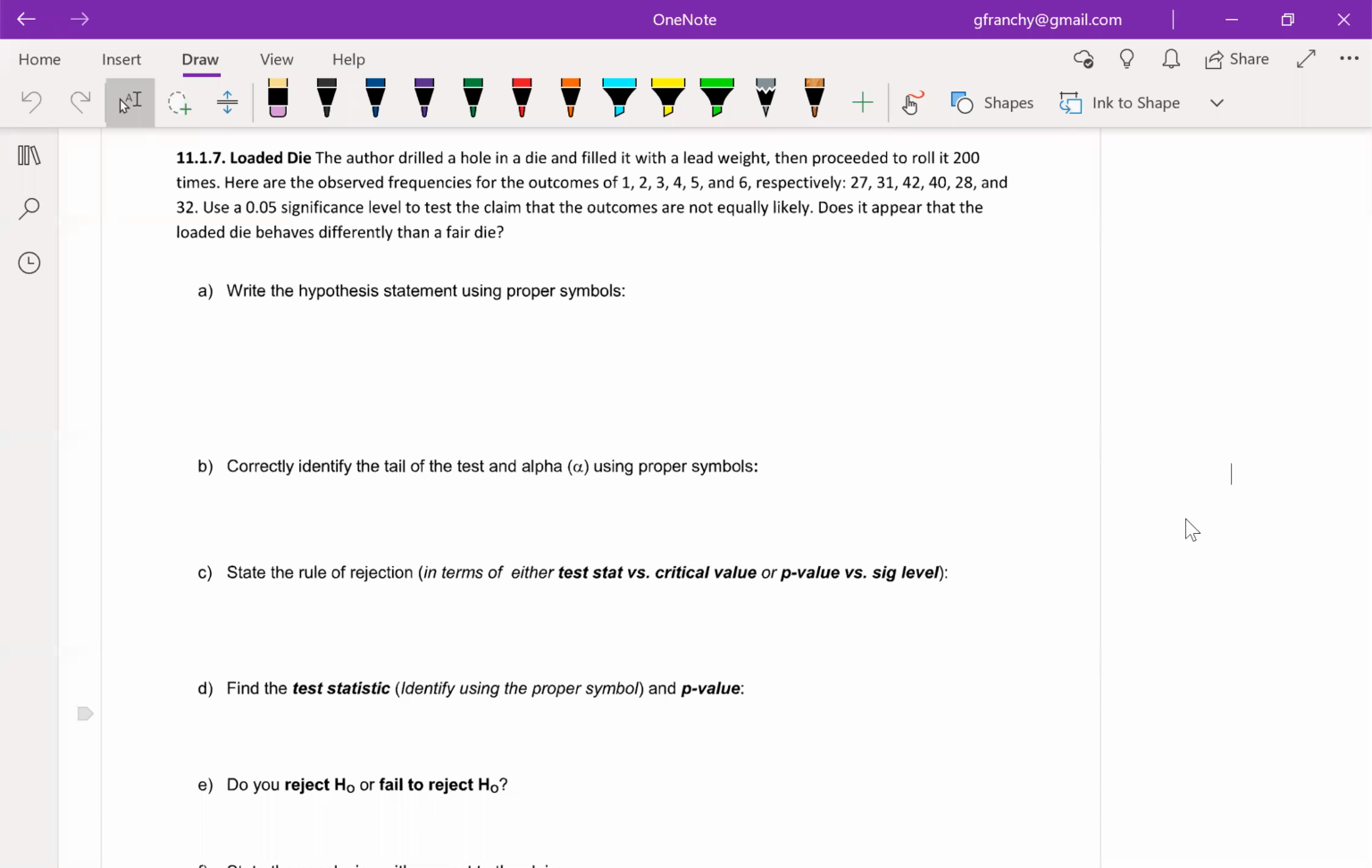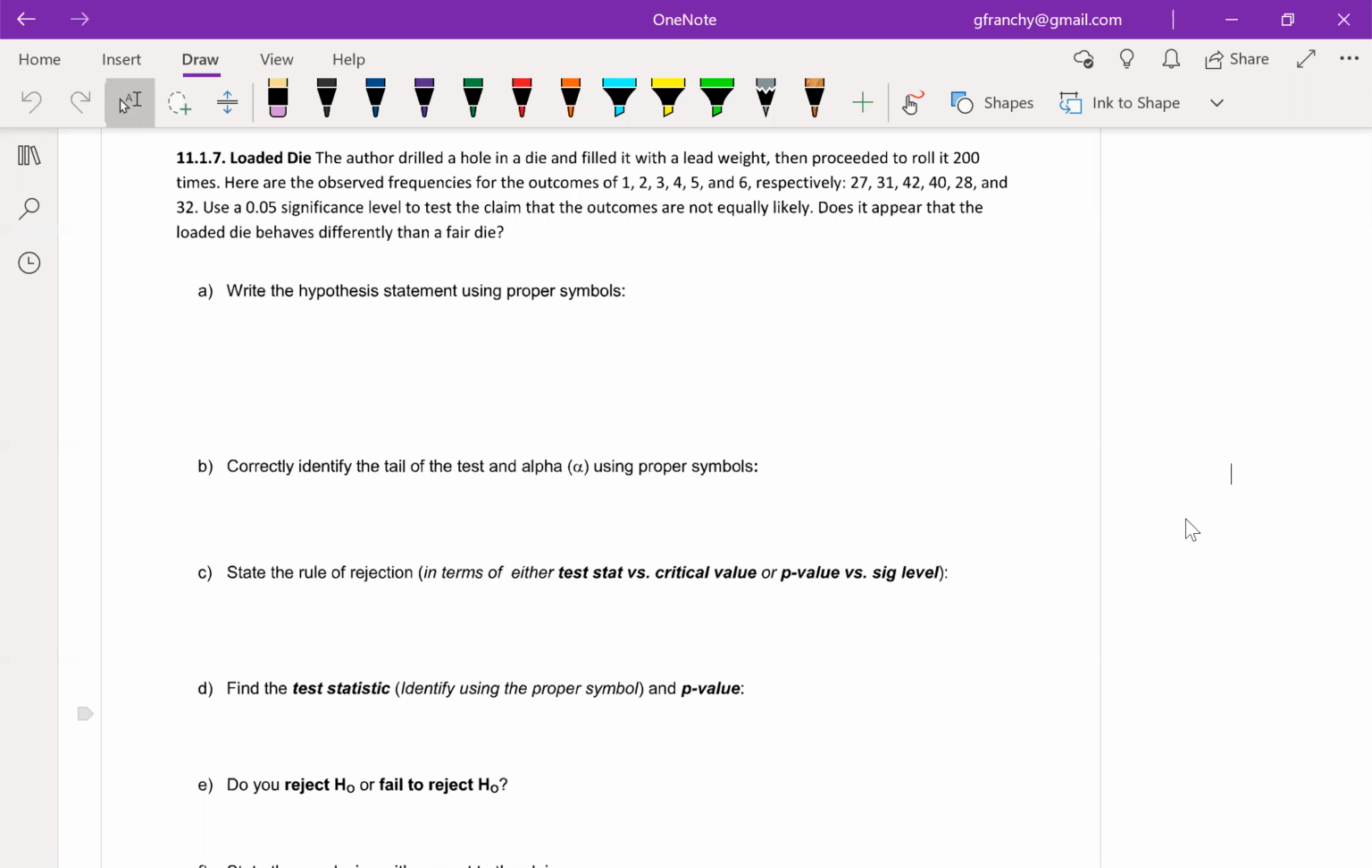So question 7 out of 11.1. The author drilled a hole in a die and filled it with a lead weight, then proceeded to roll it 200 times. Here are the observed frequencies for the outcomes of 1, 2, 3, 4, 5, 6 respectively. Again, these numbers are just categories for the die there. So they got 27 ones, 31 twos, 42 threes, 40 fours, 28 fives, and 32 sixes.